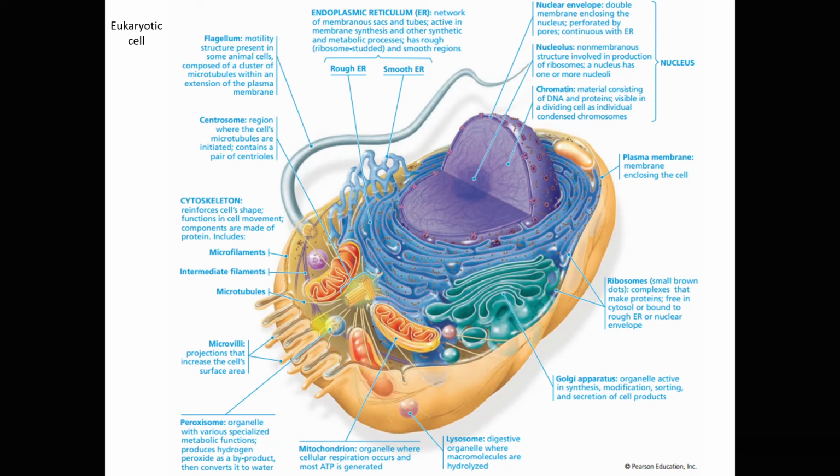One of them is to produce hydrogen peroxide as a byproduct, which is later converted into water. Then we have the cytoskeleton, meaning inside the cytoplasm there is a cytoskeleton. You will learn about that in detail later on. The cytoskeleton reinforces the cell's shape and functions in cell movement, and its components consist of the microfilaments. Can you see the microfilaments here? Then we have the intermediate filaments and microtubules.